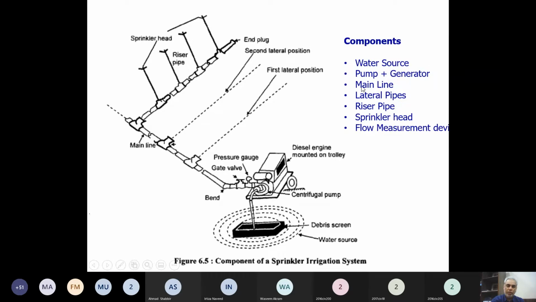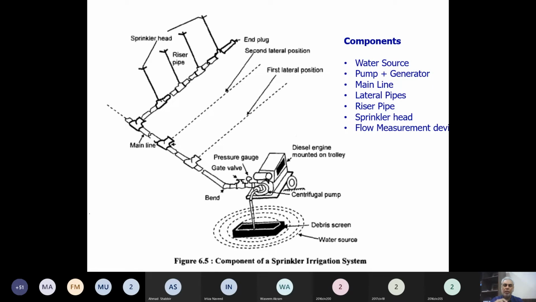Then we need a conveyance system. That is the main line or main pipe of the sprinkler irrigation system. The main line supplies water to smaller diameter pipes, which we call lateral pipes. The lateral pipes then have a number of riser pipes, which are vertical pipes of 2 feet, 3 feet, 4 feet, depending upon at what elevation you want to release the water. On the riser pipes, the sprinkler head is installed. Our sprinkler gun is installed. Our rotating nozzle is installed over here.